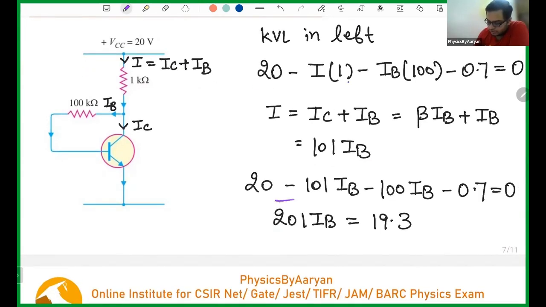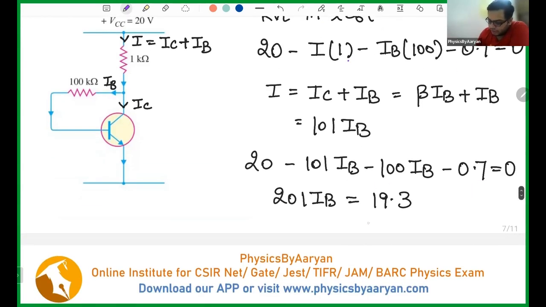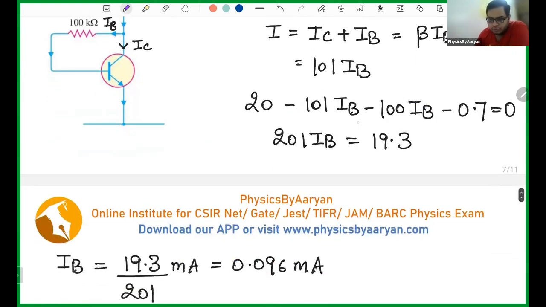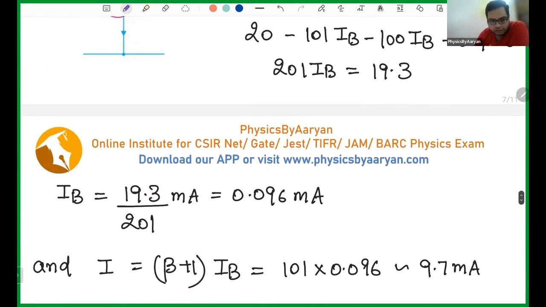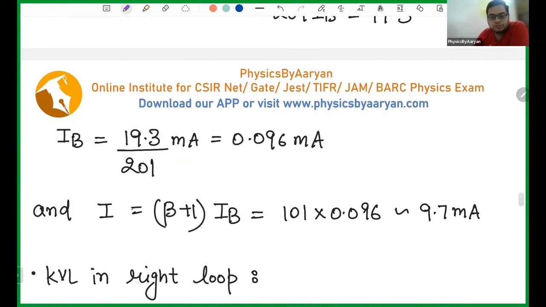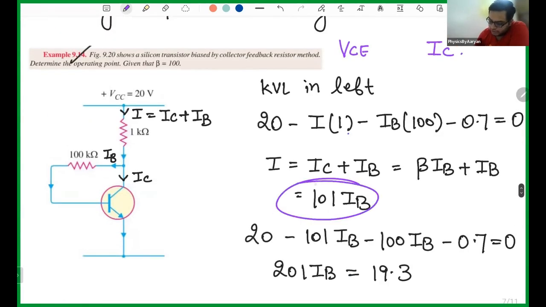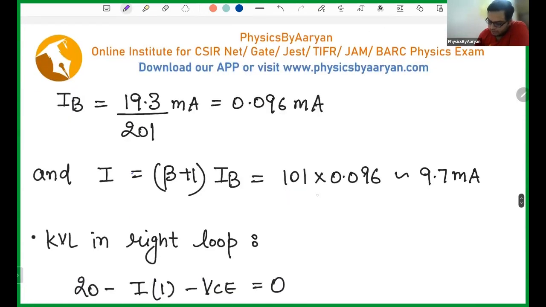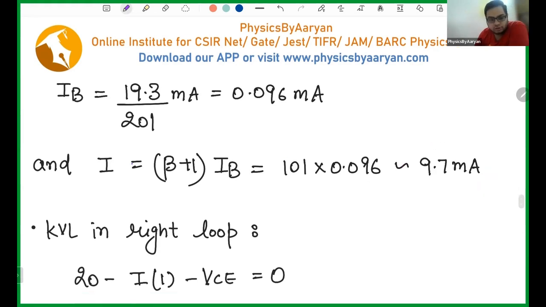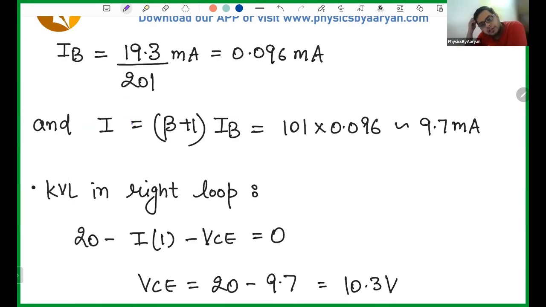So this will be 20 minus 101 IB minus 100 IB minus 0.7. 20 minus 0.7 will be 19.3, and this will be 201 IB. So 201 IB equals 19.3, and IB will be 19.3 divided by 201. The current will be in milliampere because the resistors were in kilo ohm. If you solve this, your value will be 0.096 milliampere. Now what will be your current I? You know I is 101 IB. IB you have already found, 0.096. If you multiply this, you will get the answer 9.7 milliampere.